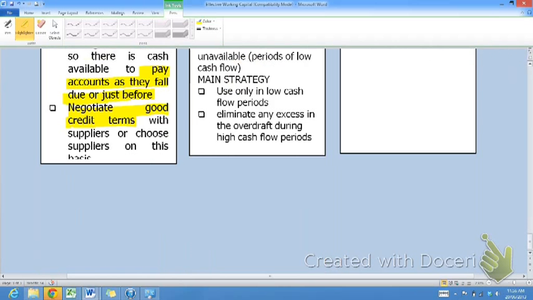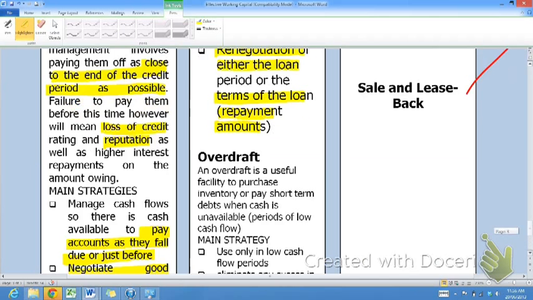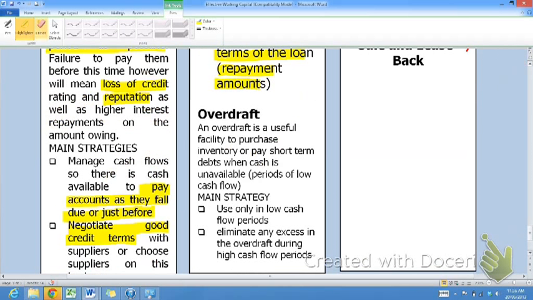Now overdraft, which is, again, like I said before, basically just like your credit card, is useful when cash is unavailable, but should only be used when necessary. Okay? Because it's such an expensive way of paying for goods, you need to eliminate any excess in the overdraft as soon as you have the money available, i.e. during high cash flow periods.